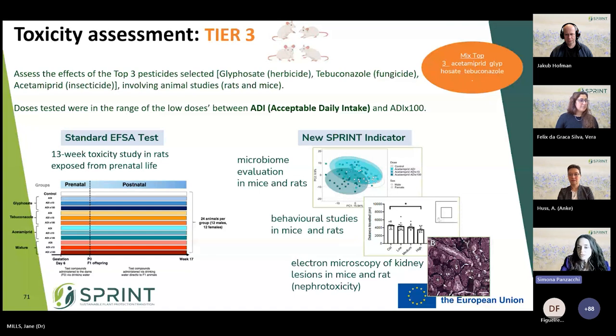In general, pesticide mixtures proved to be more detrimental, and also in general, the new models used in SPRINT, so these new SPRINT indicators, have proven to be sensitive and relevant for several toxicological endpoints of interest. Thank you.